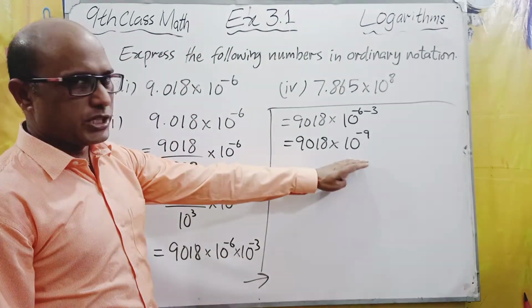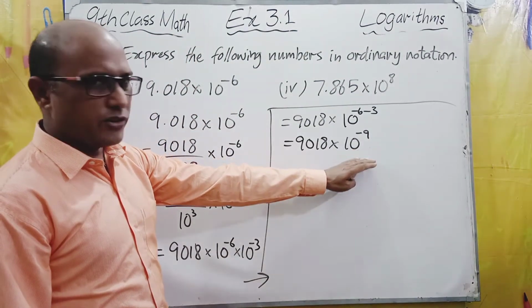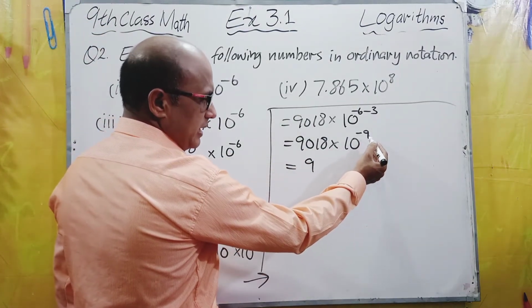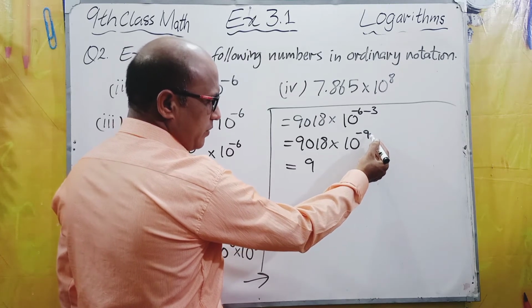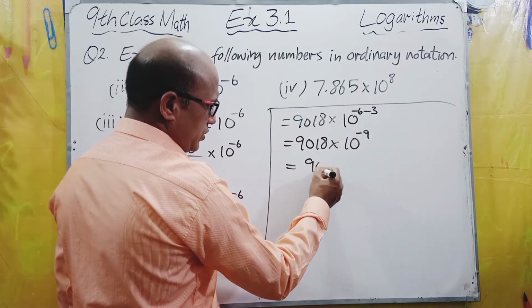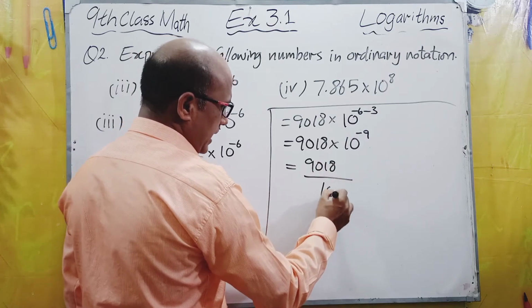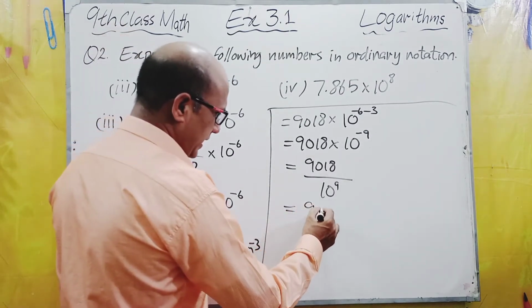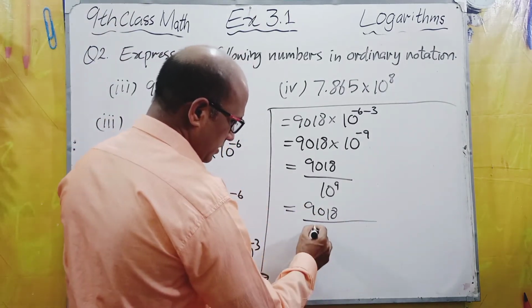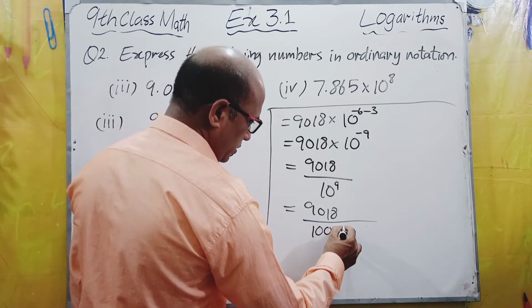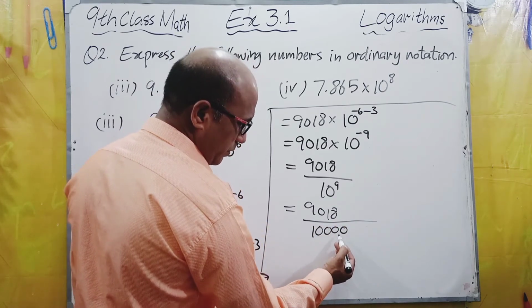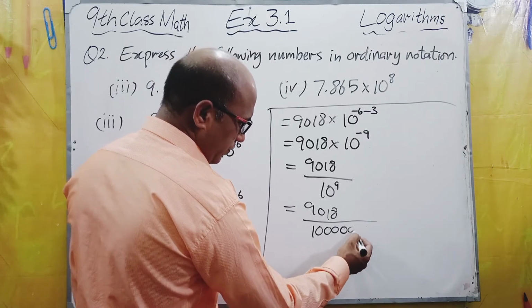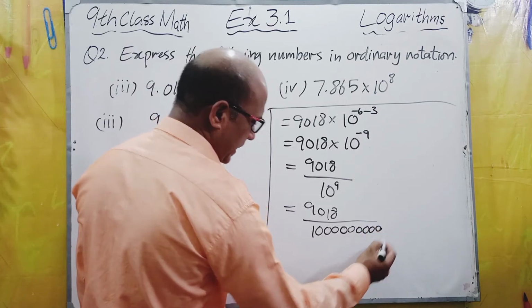Now students, if we shift this 10 raised to the power minus 9 to the denominator, its power with the minus sign will be changed. It will become 10 raised to the power plus 9. So we can write it as 1 followed by zeros, keep on counting the zeros: 1 2 3 4 5 6 7 8 9.